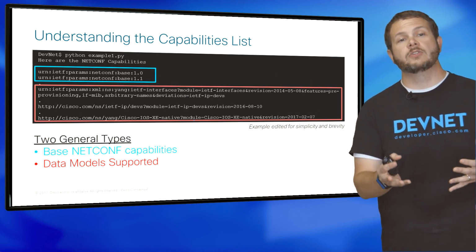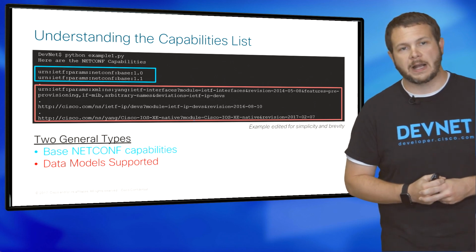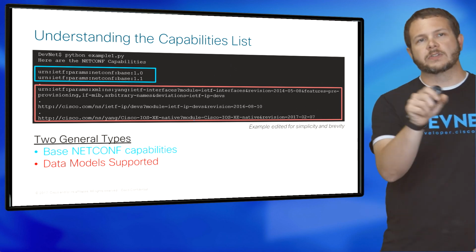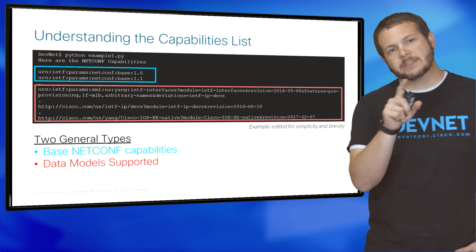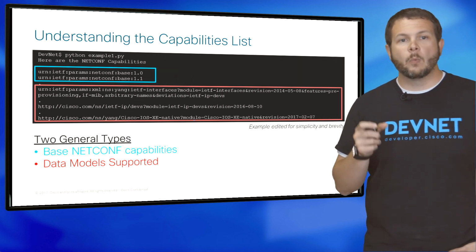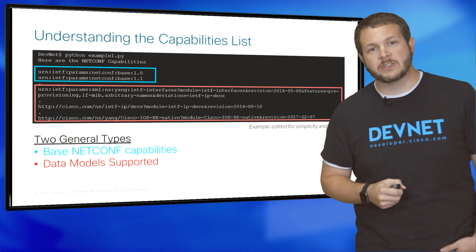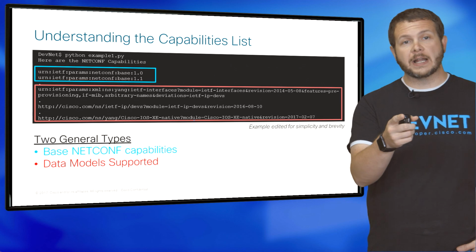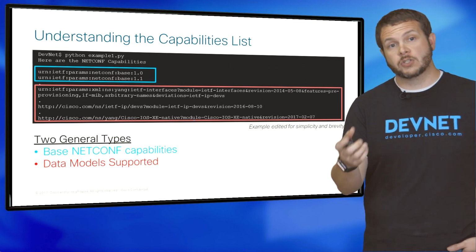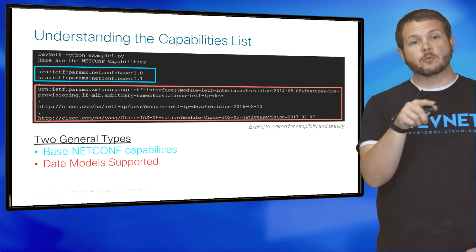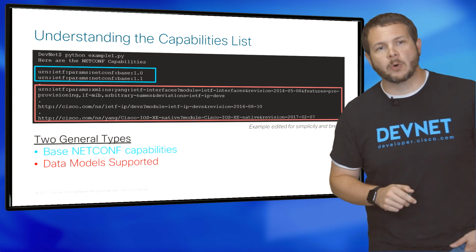When you run this on your own, you will see far more capabilities printed out. Now what we want to notice here in the capabilities list is there are two general types of capabilities. Boxed off in blue are what we're going to call base NetConf capabilities, right? What features, what version of the NetConf standard and protocol is supported by this device? And we can see that both 1.0 and 1.1, which are the two versions that you'll typically see out there. Now highlighted in red are the data models supported, right?